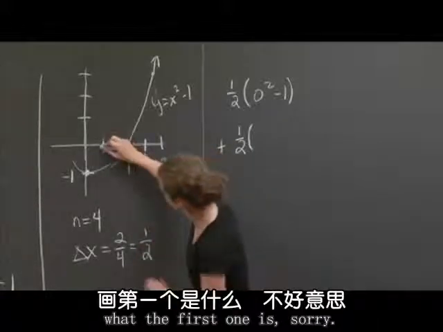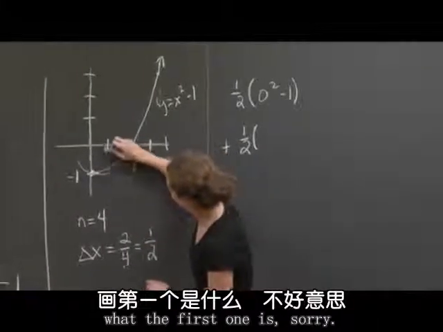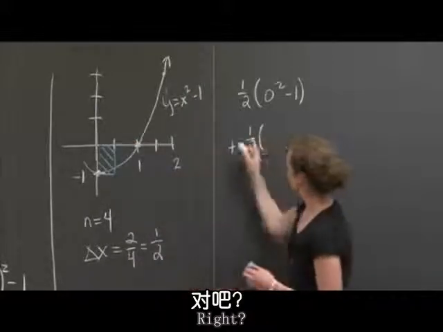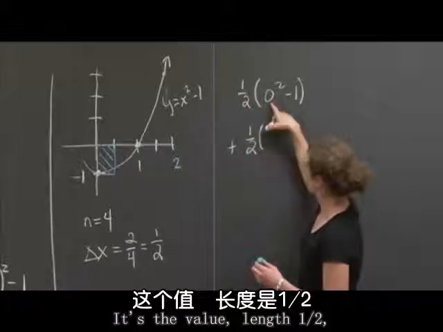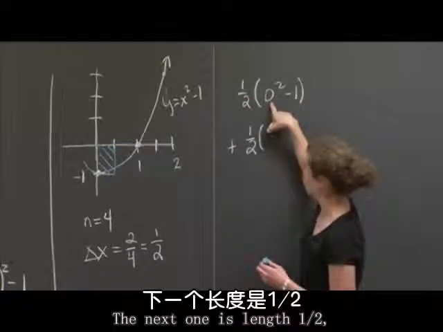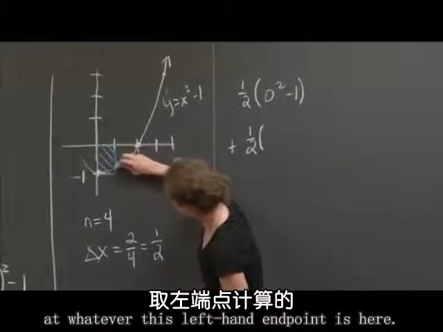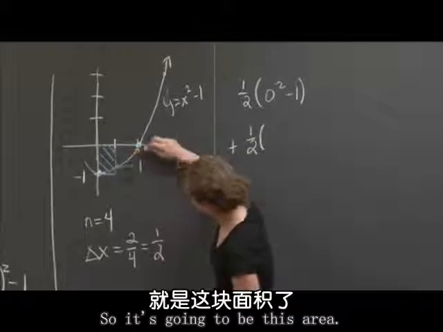of what the first one is. Sorry, it's this rectangle, right? It's length 1/2, and it's the function evaluated at 0. The next one is length 1/2, and it's going to be the function evaluated at whatever this left-hand endpoint is here. So it's going to be this area.